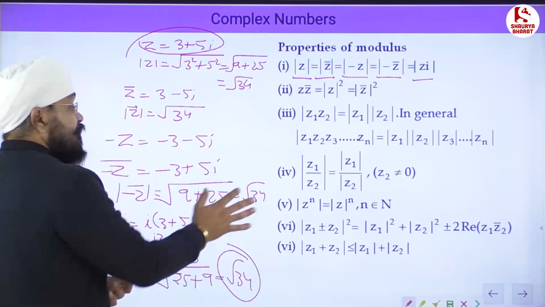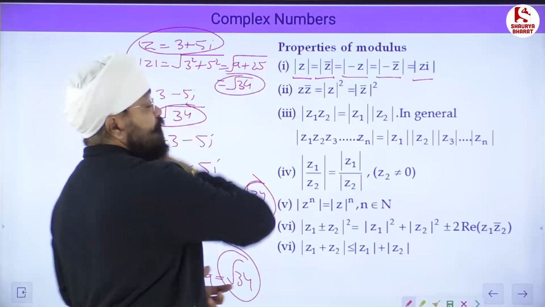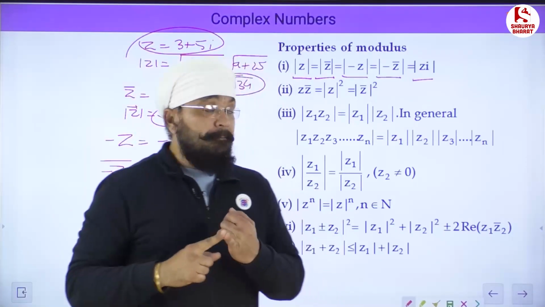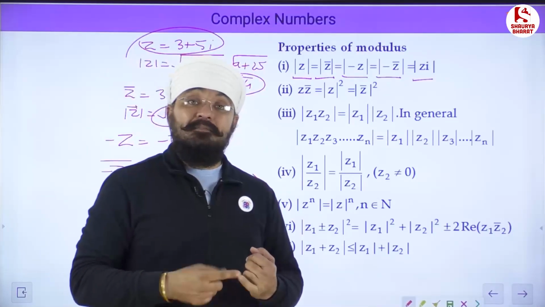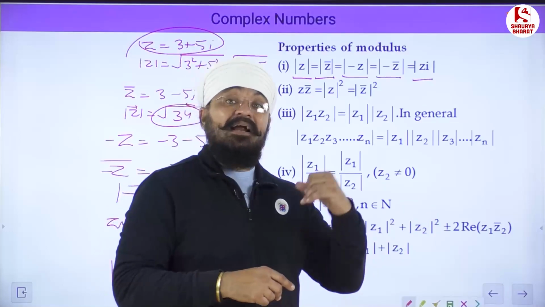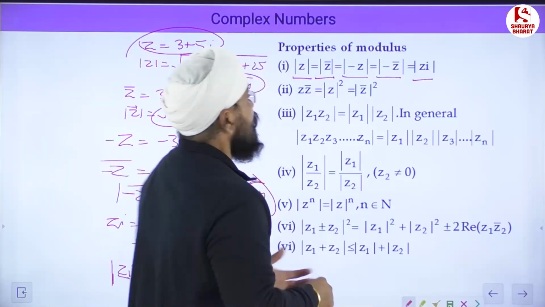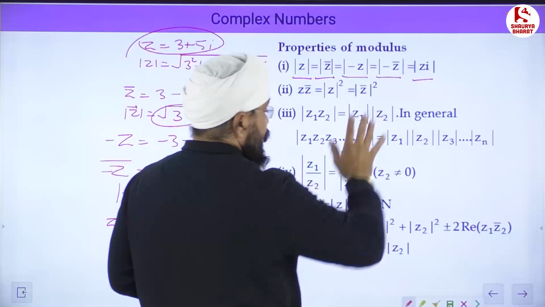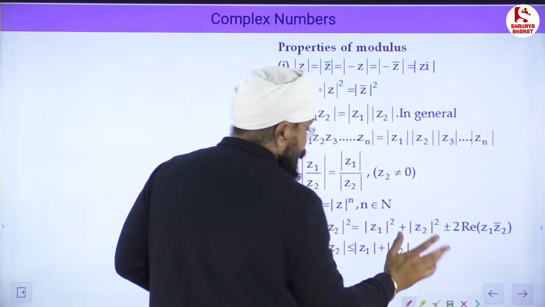So this was just a verification where we have got the confirmation that if you take the magnitude of any complex number, its conjugate, its negation, and conjugate of the negation, and multiplying the complex number with iota, the magnitudes are all the same.